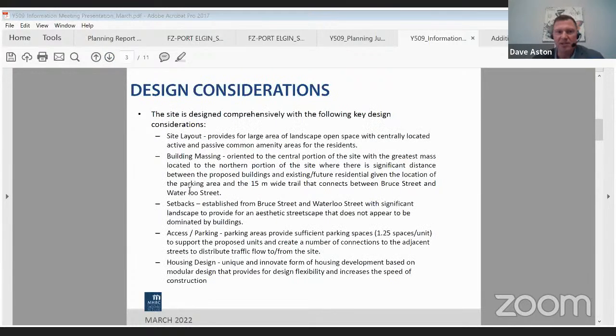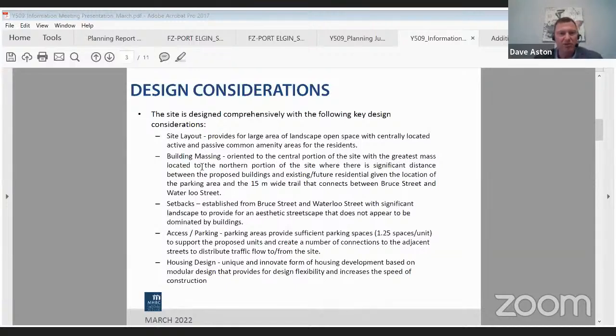We've given quite a bit of thought to the design considerations and the site layout, and I do appreciate the comments from the public that did provide some suggestion for further consideration of the design, and I think that there were some very good comments there that we can take back and give some thought to. But the intent was really to locate the building massing away from the existing residential and to put it toward the 15-meter wide trail to the north. The setbacks that are currently proposed from the existing residential range from the 4-story building of approximately 18 meters and the 6-story building of approximately 25 meters.